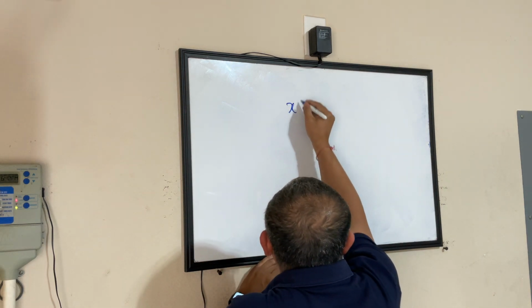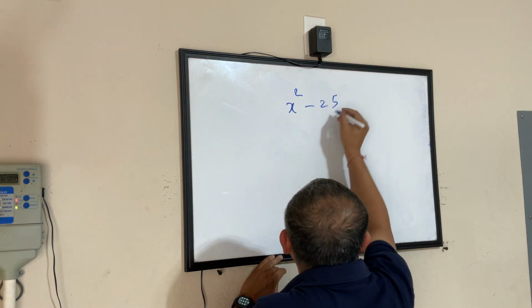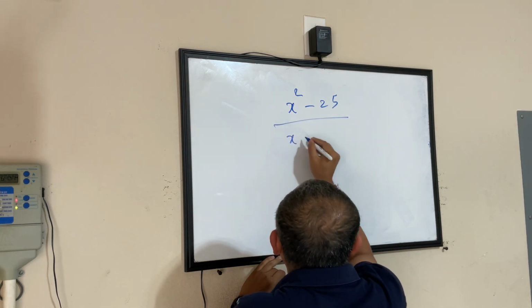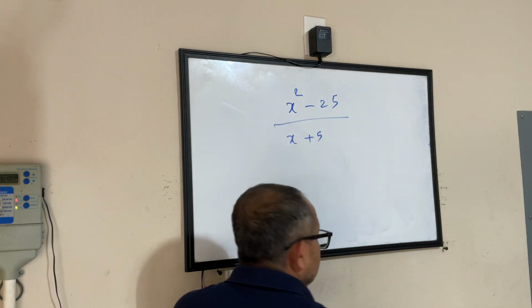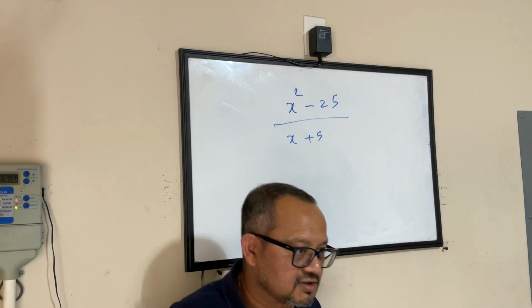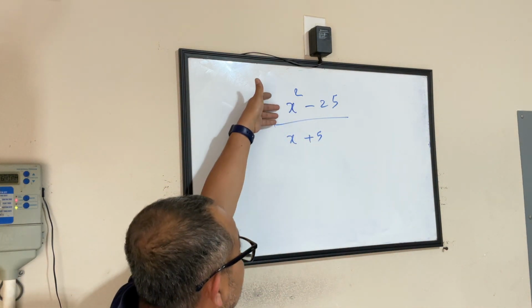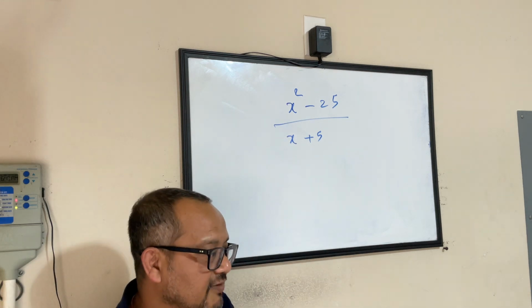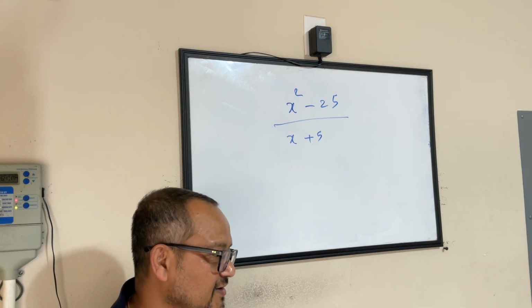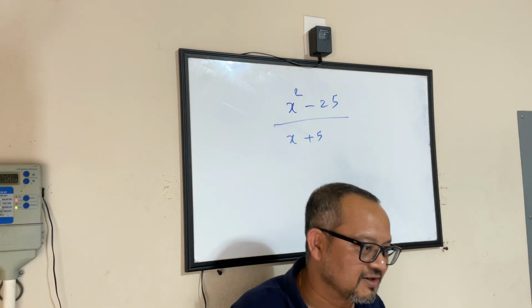Now, let me give you guys an interesting problem that I want you to solve immediately. x squared minus 25 divided by x plus 5. Who can divide it in 2 minutes? This is a polynomial. This is also a polynomial. We are talking about dividing one polynomial by another one.